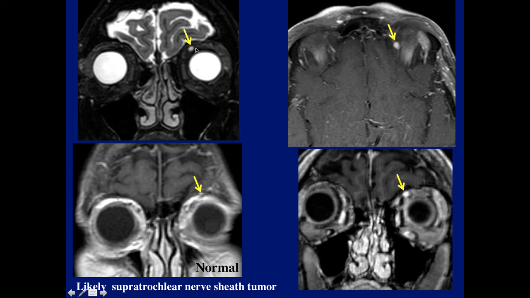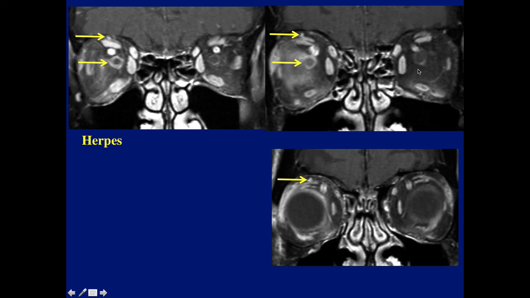So here again, this was a supraorbital nerve. It was likely a nerve sheath tumor, and we can see again in the normal the precise location where this nerve would be sitting. Here's a patient with herpes, and again we see the marked involvement, the enhancement around the optic nerve, enhancement within the orbit, but also there was involvement of the supraorbital nerve.